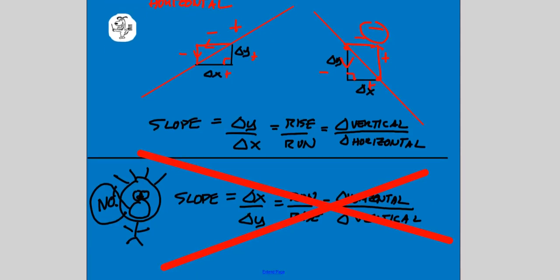That is how you calculate slope. It is not delta x over delta y, it is delta y over delta x. So no, you do not do it this way. If you do, you're going to be all messed up.